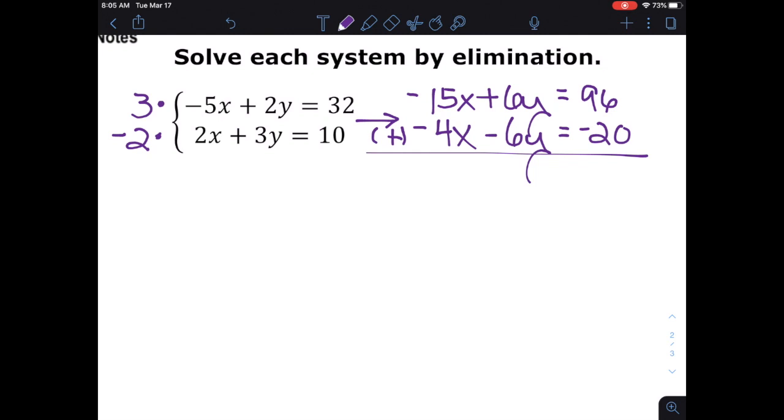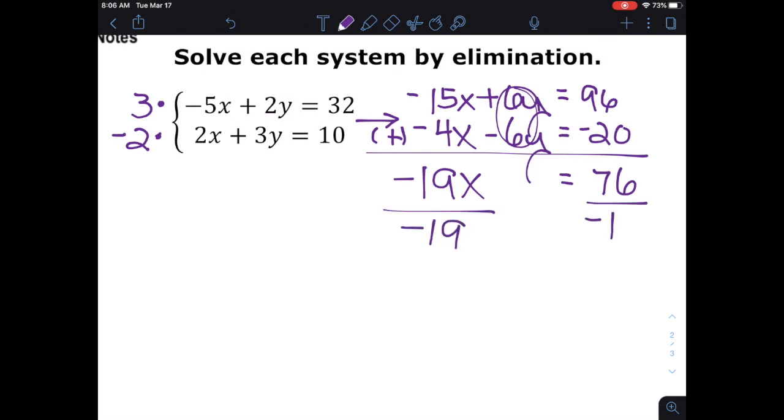All right, so then on the bottom we're multiplying by negative 2 all the way through, so I get negative 4x minus 6y equals negative 20. And then a reminder, we're going to add these together. So I put a little plus sign. We're going to add these together. And so now I've got negative 19x. These cancel out. Equals 76. All right. So now solving this, finally I'm going to divide by negative 19 on both sides.